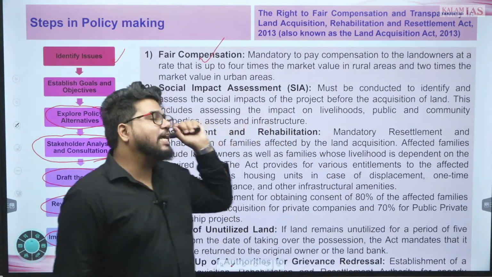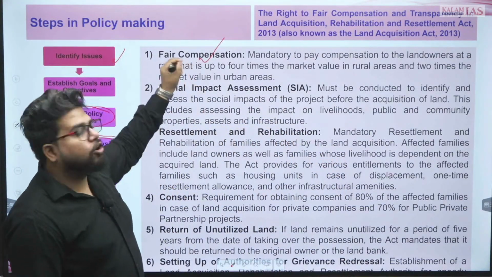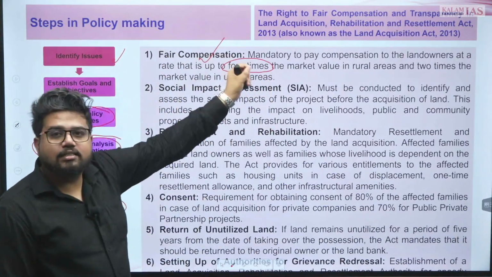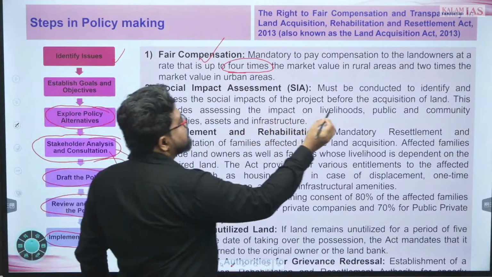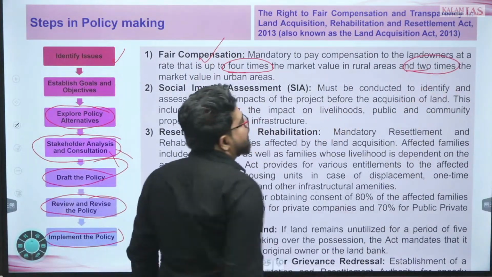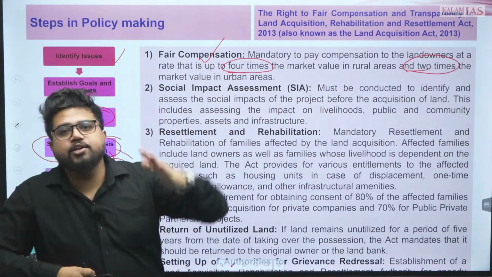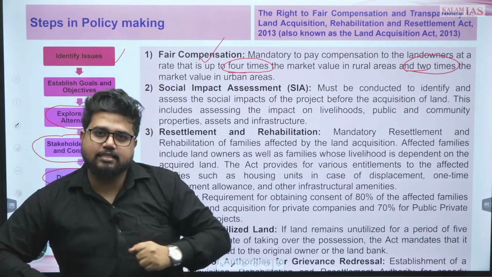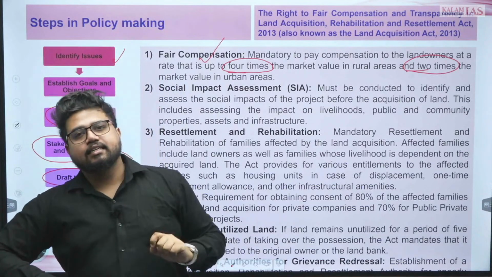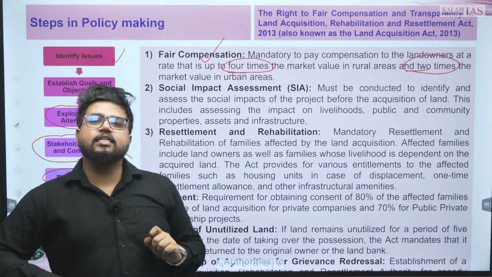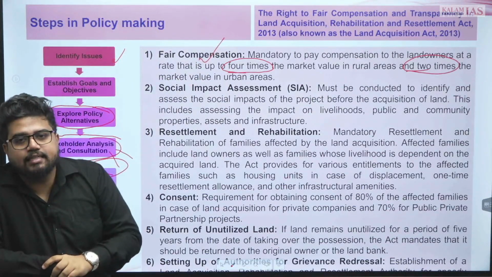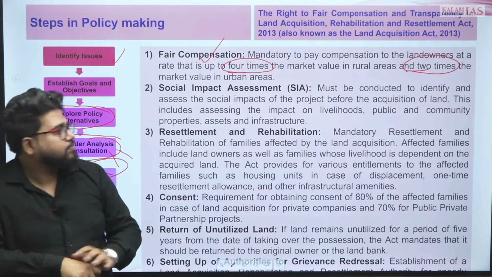Now this policy has its own recommendations. Fair compensation means it should be 4 times in the rural areas, or at least 2 times in the urban areas. So when you are designing your policy, instead of writing that there should be fair compensation, you objectify it. And what is the rationale for your objectification? The rationale is the Land Acquisition Act in India of 2013.